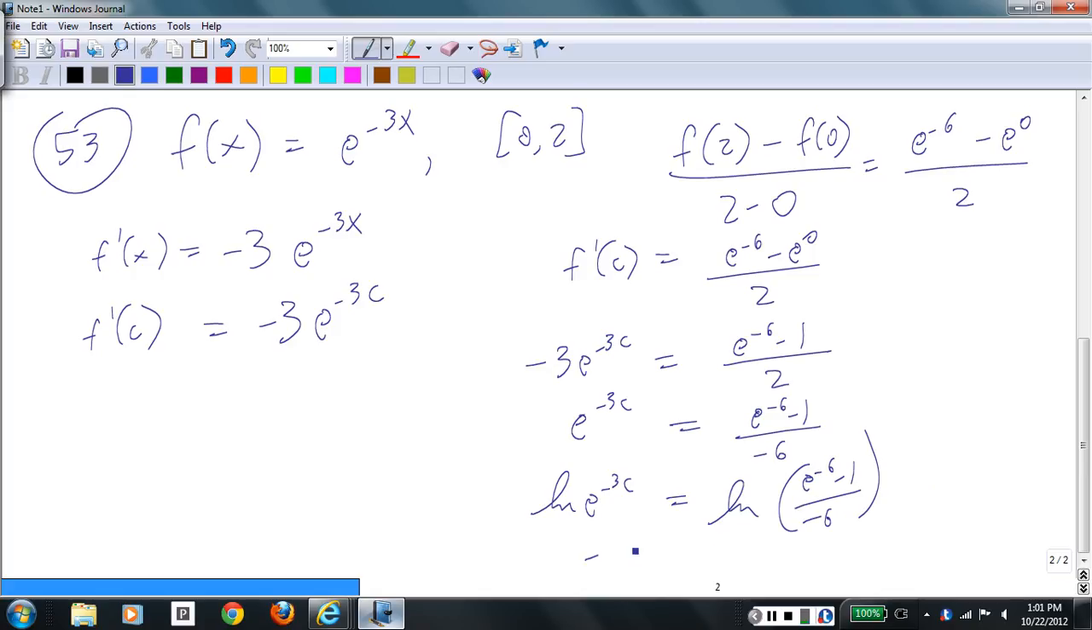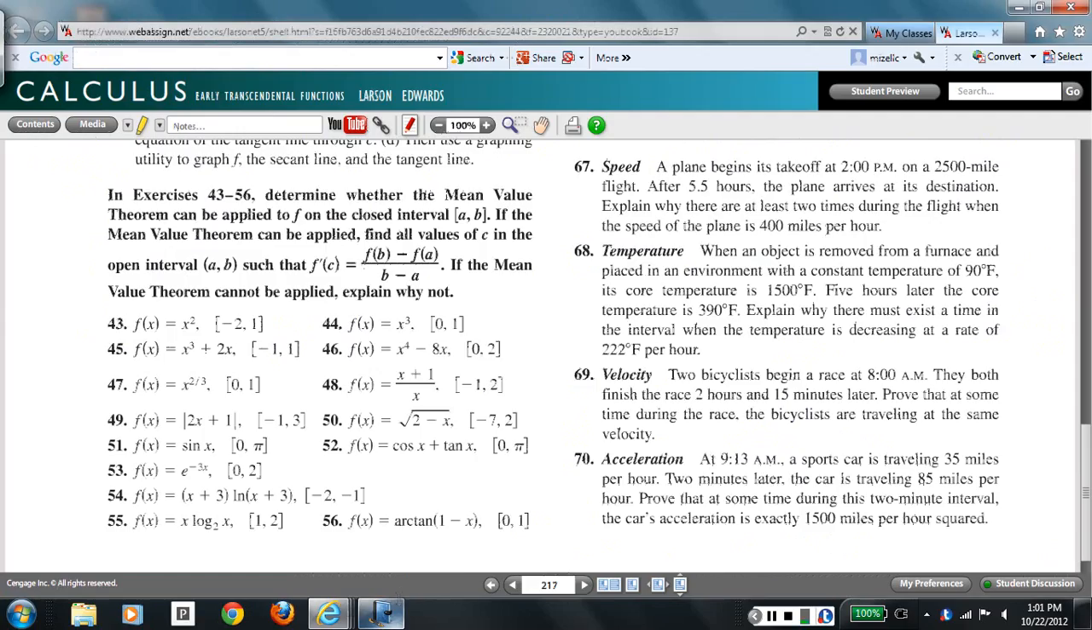So negative 3c would equal the natural log of e to the negative 6 minus 1 over negative 6. So c equals negative 1/3 times the natural log of e to the negative 6 minus 1 all over negative 6. That's the value of c whose existence is guaranteed by the mean value theorem. I would suggest someone take a look and see. You might crunch it out on a calculator.